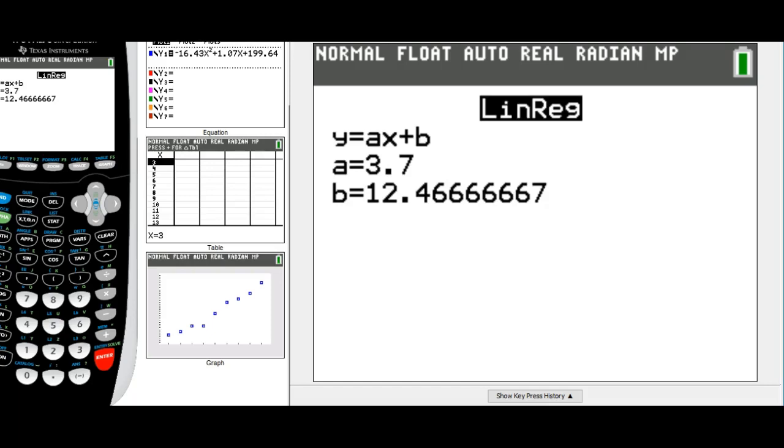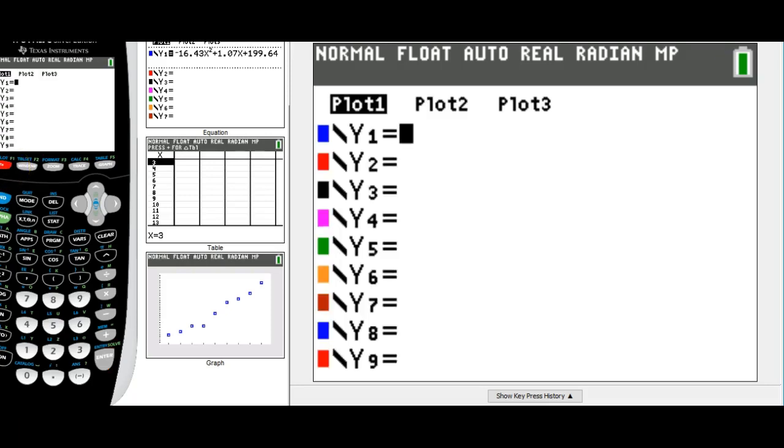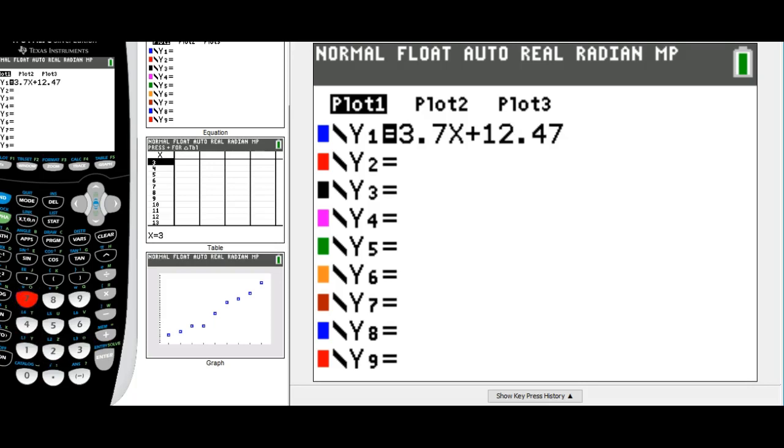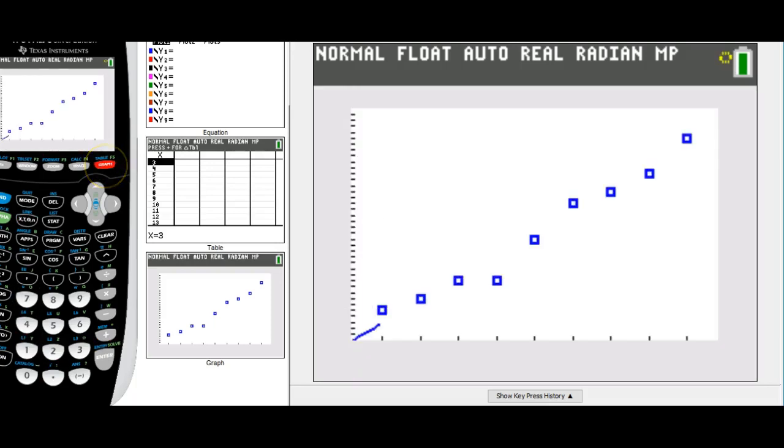Y equals 3.7x plus 12.47. I'm going to put that under y equals, because I know the question was asking to make a prediction. So y equals 3.7x plus 12.47. I can take a look at that picture again just to see if it's nice. You can see that it does. It's really nice. If you weren't sure and you did the quadratic, you could do them both and compare and see which one fit better. But this one fits great.